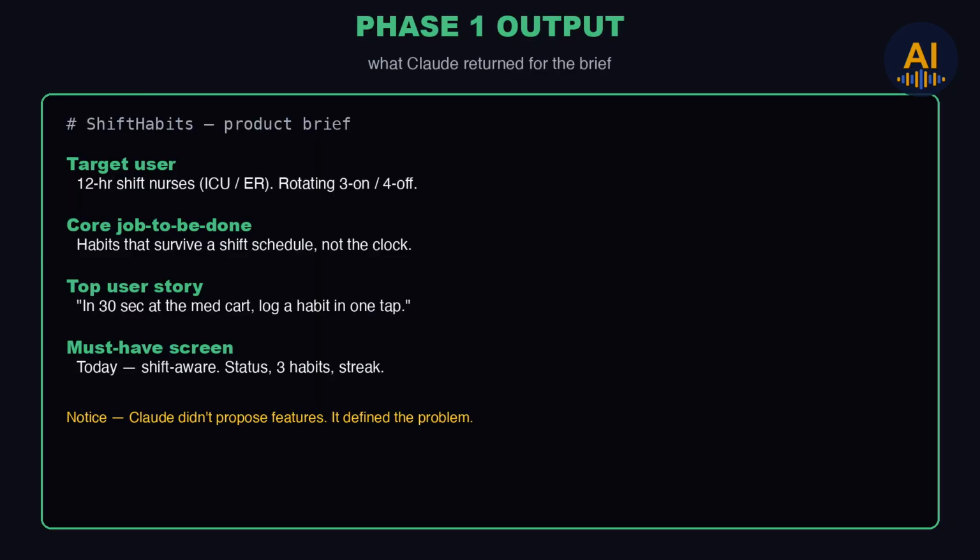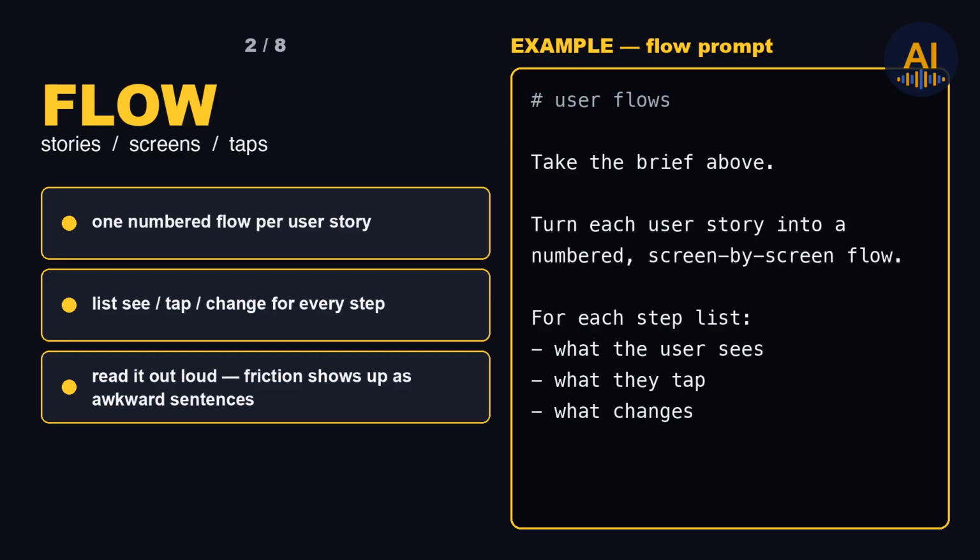Not before. Phase 1 returned this. A 1-page brief in 3 minutes. Target user, 12-hour shift nurses. Core job, habits that survive the schedule, not the clock. A user story grounded in a specific moment, 30 seconds at the med cart. And one must-have screen, the shift-aware today screen. Notice what Claude didn't do, it didn't propose features. It defined the problem.